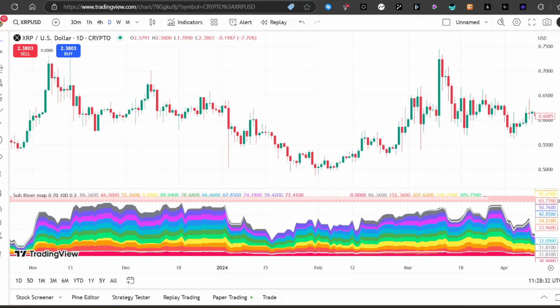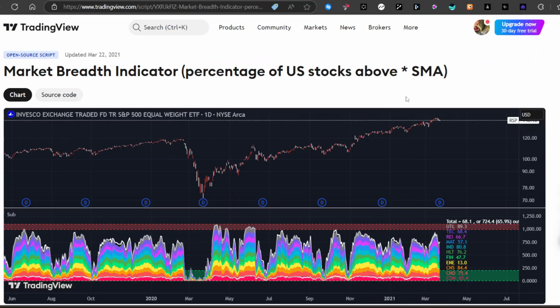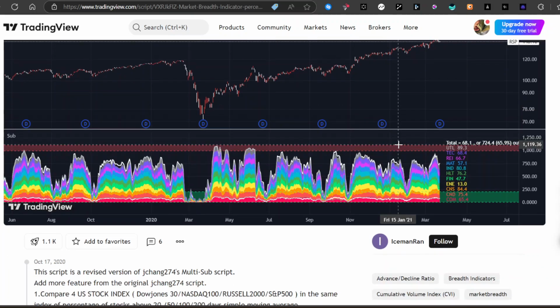So what exactly is the market breadth indicator and why should you care? Most traders focus only on price movement, but the market breadth indicator goes beyond that. It measures how many assets in the market are moving in the same direction, giving us a broader view of market conditions. Why is this important? A price rally means nothing if only a few assets are pushing it up. A downtrend could be weak if most assets are not participating. These are some of the reasons why it's important.